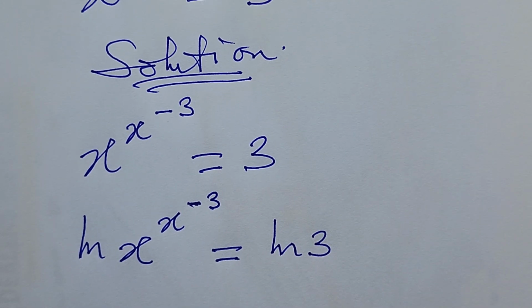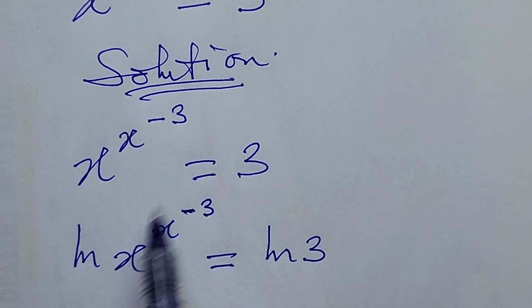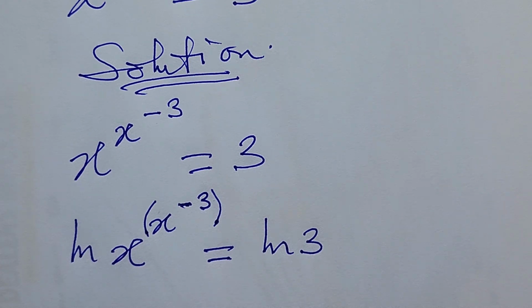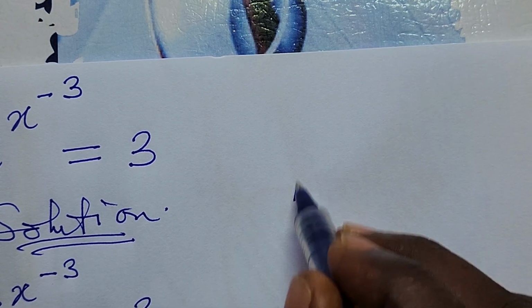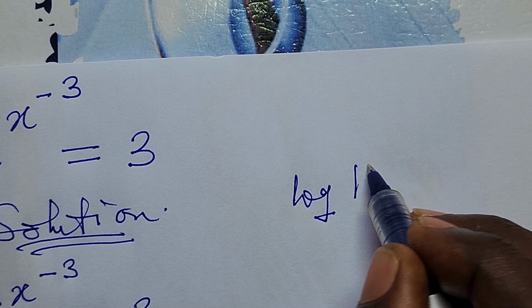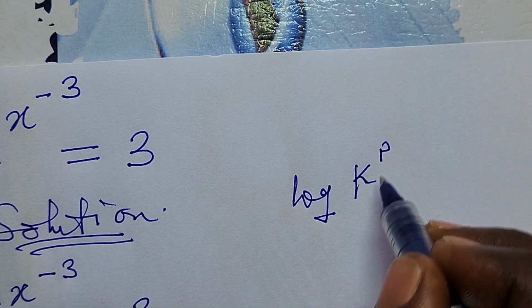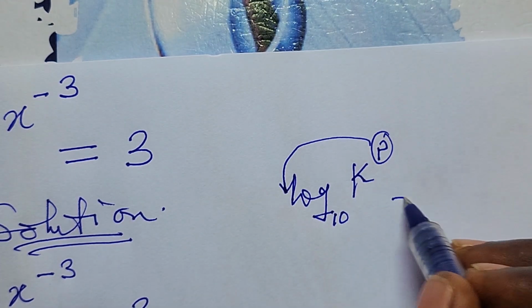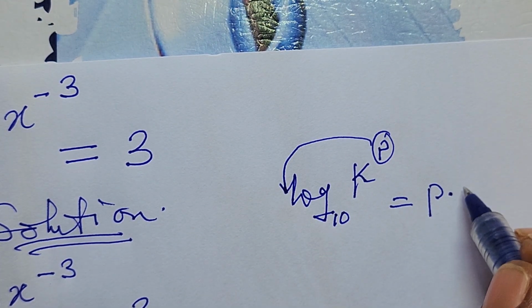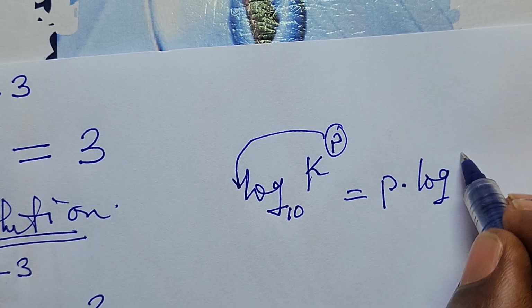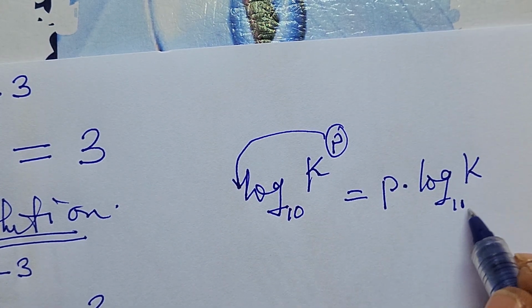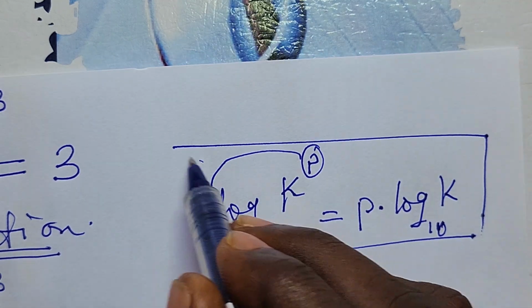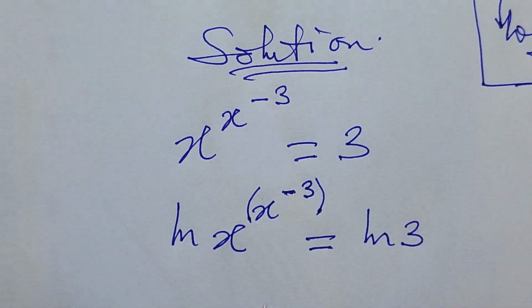Now if you look carefully, this is the exponent here. And here we're going to apply the law of logarithm, which says that if you have log of k to the power of p, base 10, then move the exponent backward here. So this is going to give us p times log of k, base 10. All right, so remember this law. If we have this at the back of our mind, we can apply that here.